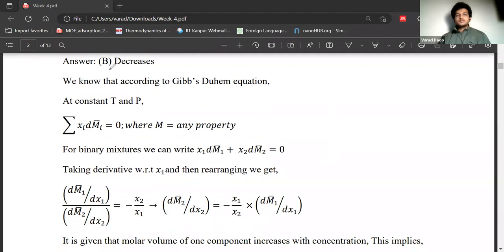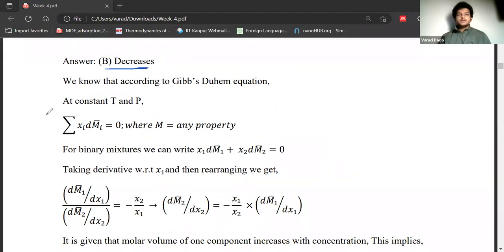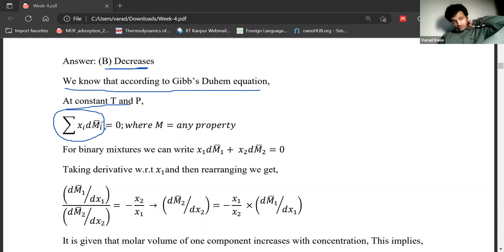Okay. The answer is option B, that it decreases. So what we have is, we know according to the Gibbs-Duhem equation at constant T and P. What is the Gibbs-Duhem equation? This is the Gibbs-Duhem equation: summation xi dmi bar is equal to 0, where m represents any property of the system. The subscript i represents the number of components, and the bar on m represents that it's a partial molar property, right? When we are saying that this is for volume, in that case m will be replaced by v.